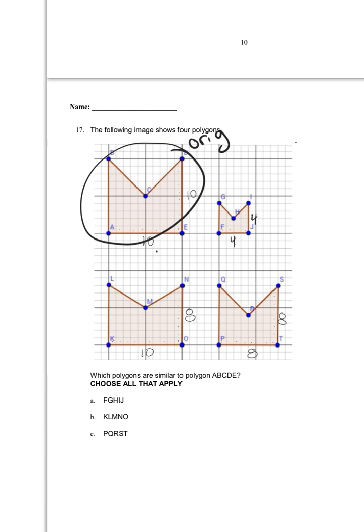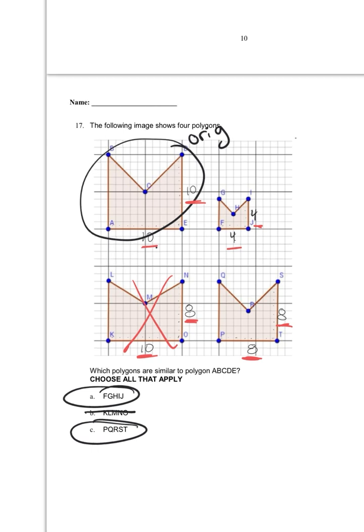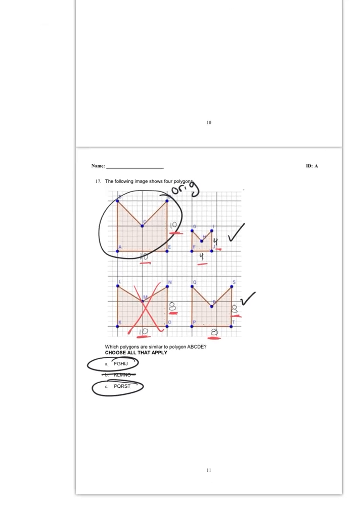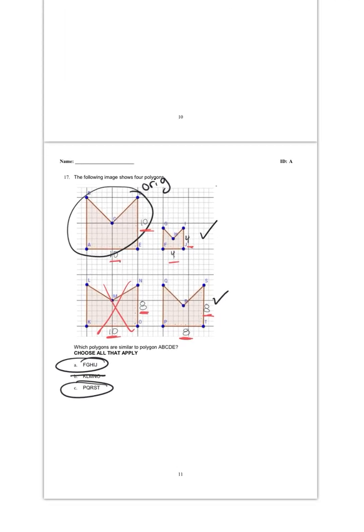The only one that does not match is LMNOQ. That one is a 10 by 8, whereas all of the other ones are 8 by 8 or 4 by 4, which is a matching scaled number. So if I'm looking at this correctly, KLMN is not similar, so PQRS and FGHIJ, both of those are going to be correct as far as similar shapes. If you have any questions, please see us for help.